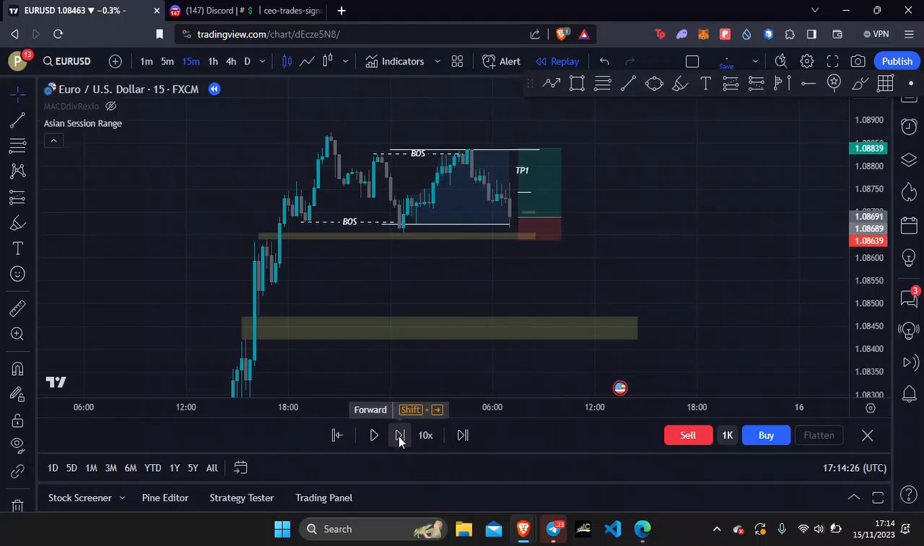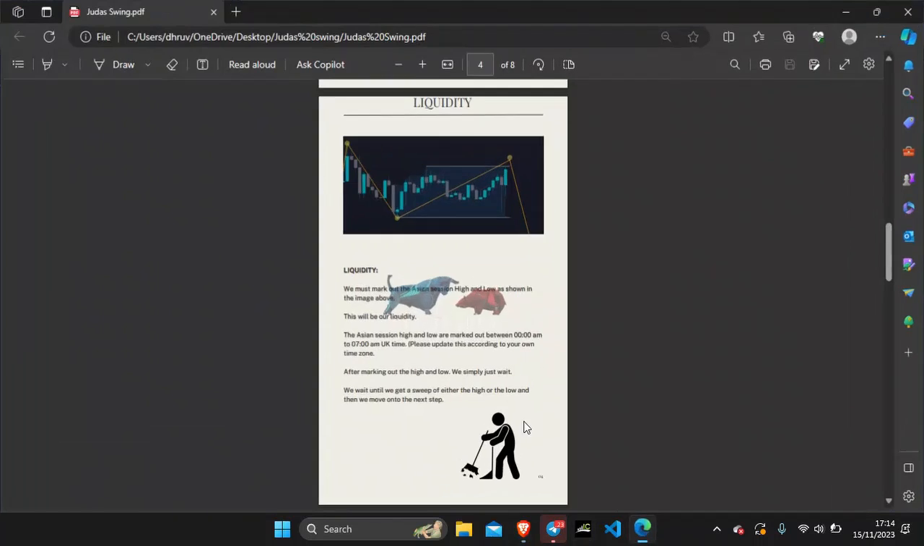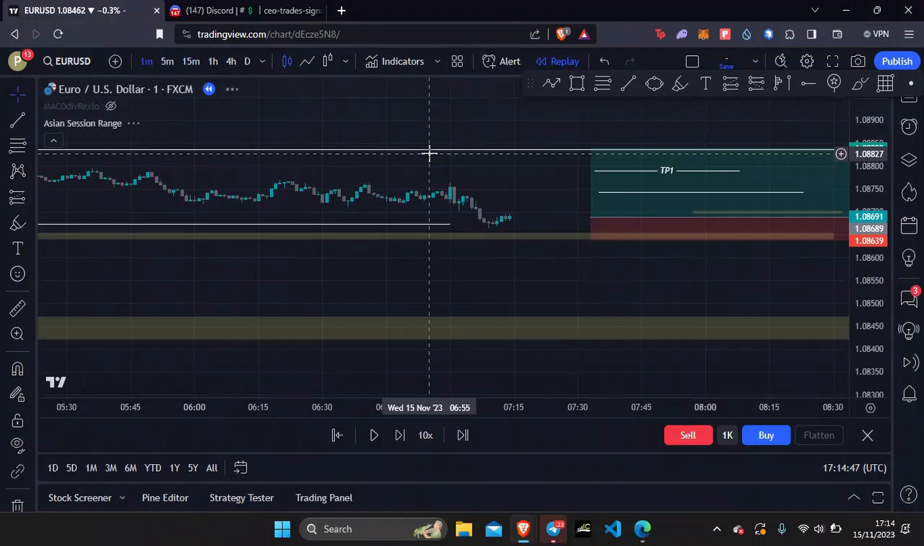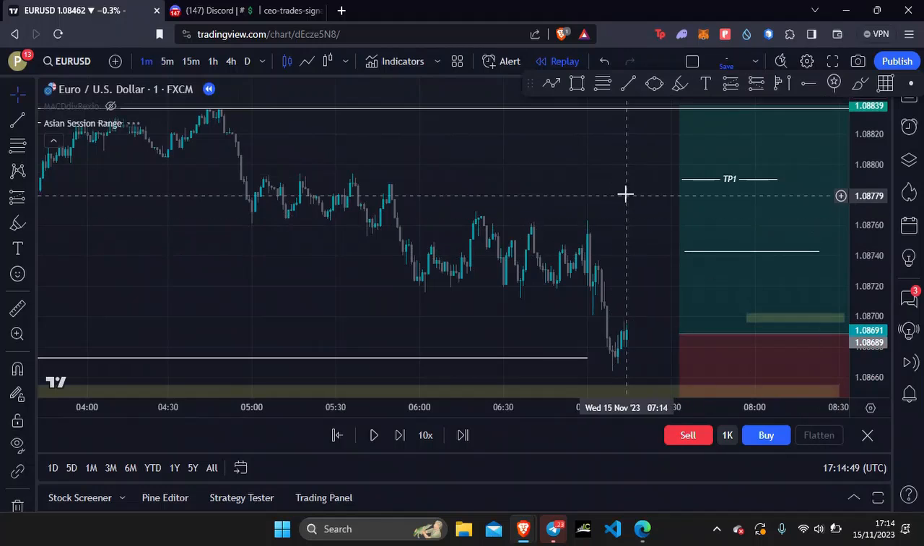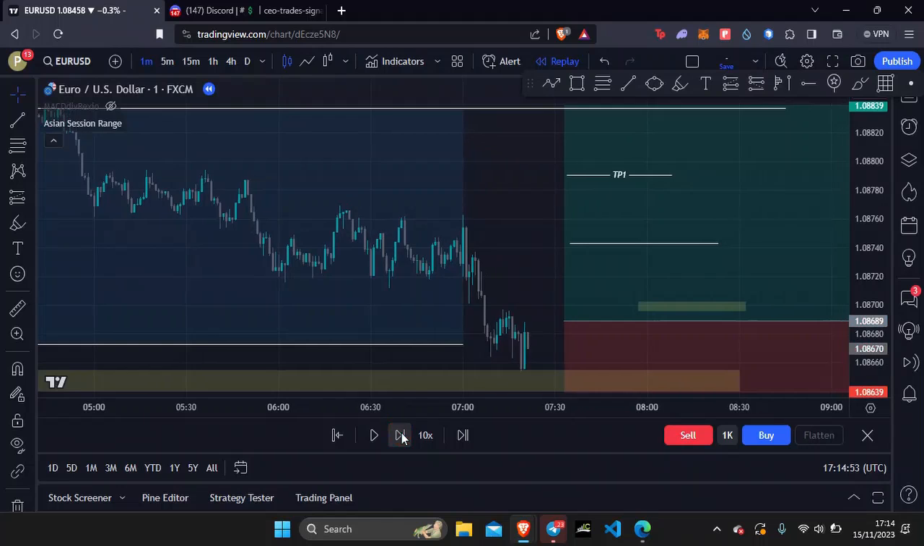And as I said, I was more looking for the sweep of this lower low right here before seeing prices go higher. So the next thing we look for after the sweep is a market structure shift. So once we get a sweep of either the high or the low, we drop down to the 1 minute time frame and we wait for a market structure shift. So if we drop down to the 1 minute, let's take a look at how I was anticipating price so that we can see when the market structure shift happened.